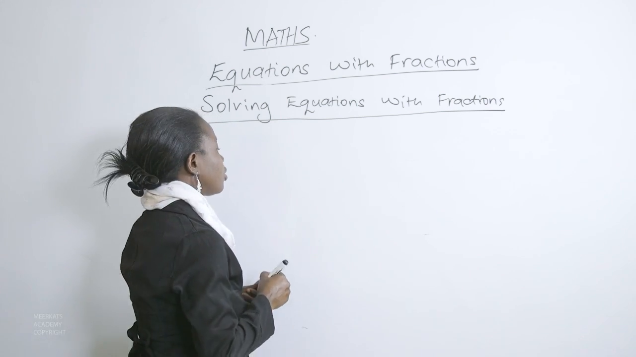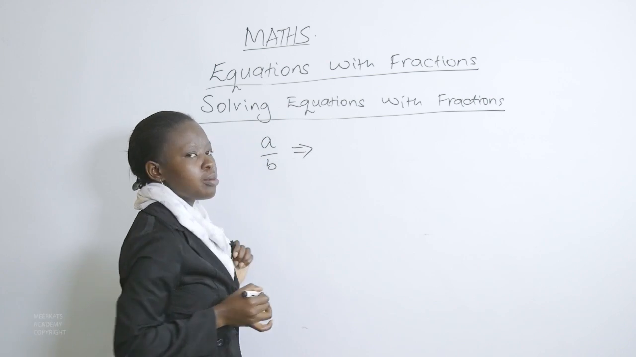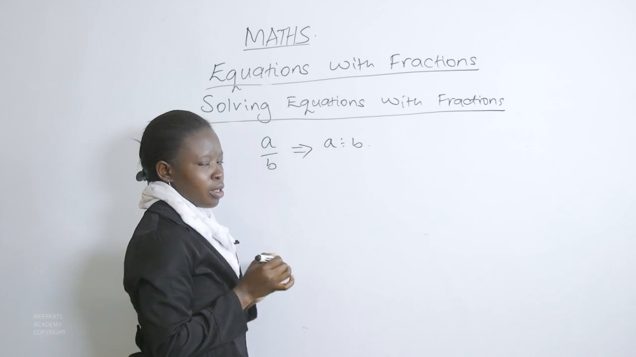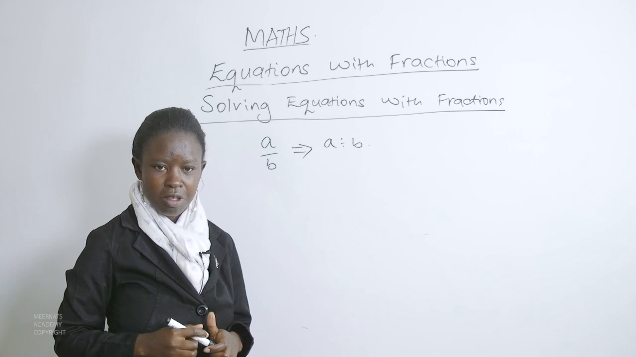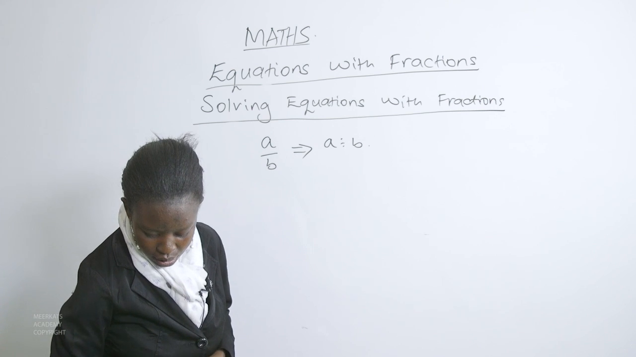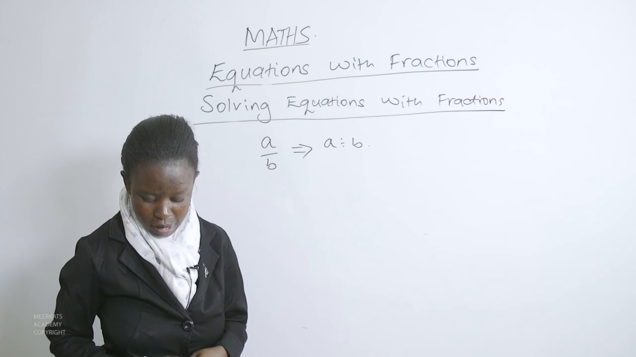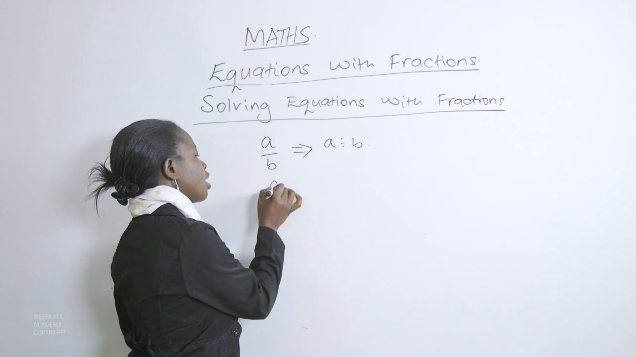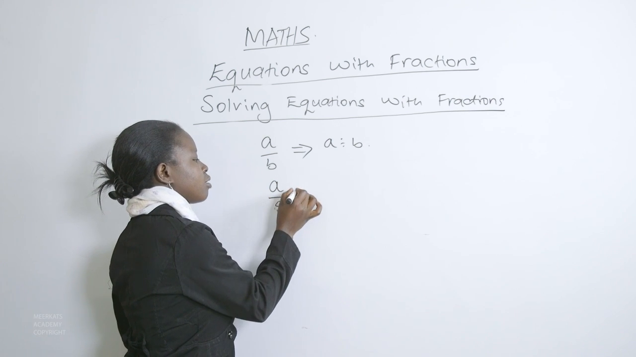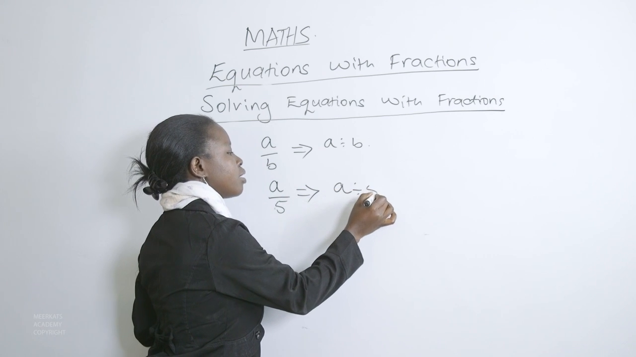It is important to note that when we have a fraction a over b, it simply implies that this is a divided by b. So in equations, we could be having different ways in which these fractions have been presented. For instance, if we have a fraction such as a over 5, then it simply implies that this is a divided by 5.